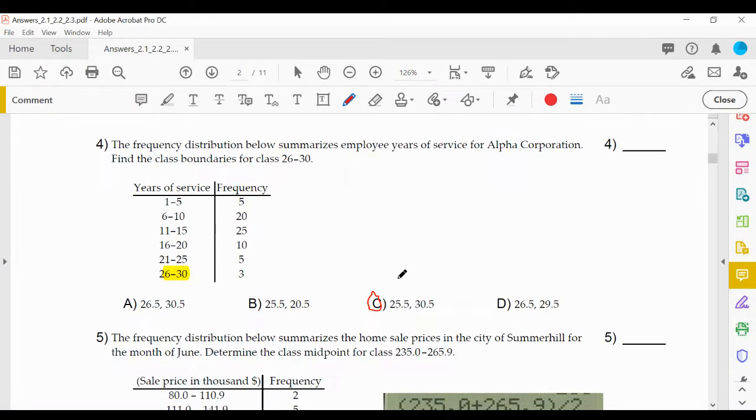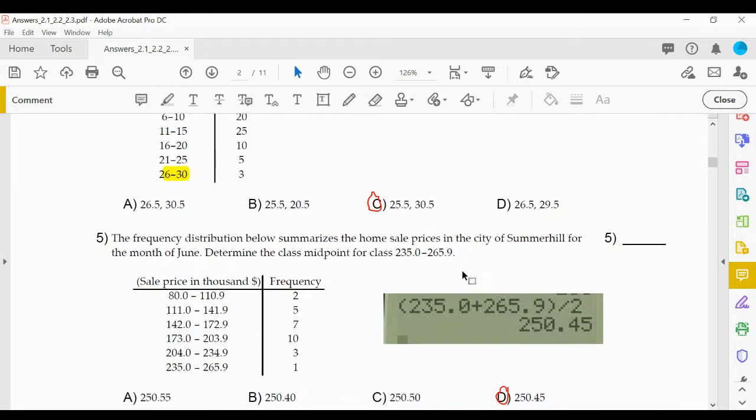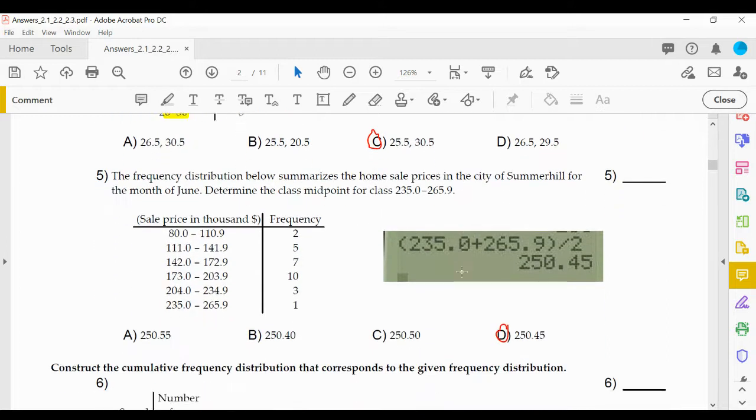Hope you got that squared away. Here we go, class boundaries again. He's specific here: the class between 26 and 30. Subtract 0.5 from the lower, add 0.5 to the upper, and that gives you 25.5 and 30.5. A frequency distribution summarizes the home sale prices in Summerhill.